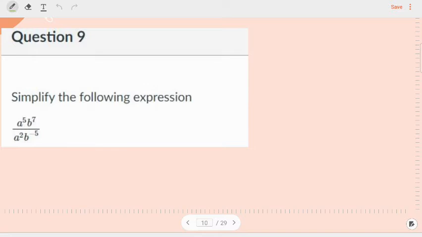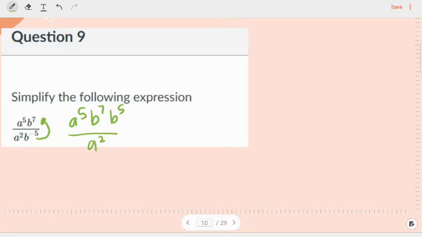Simplify this expression. So I've got a very similar problem except for one thing. I noticed that I have a negative exponent, so move it first. I'm going to move it to the top. I'm going to just rewrite it. A to the 5th, B to the 7th, and B to the 5th over A to the 2nd.